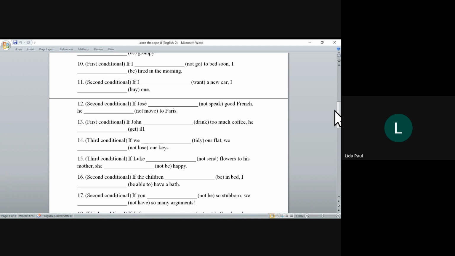Second conditional for 16th and 17th sentence. If the children be in bed, I be able to have a bath.